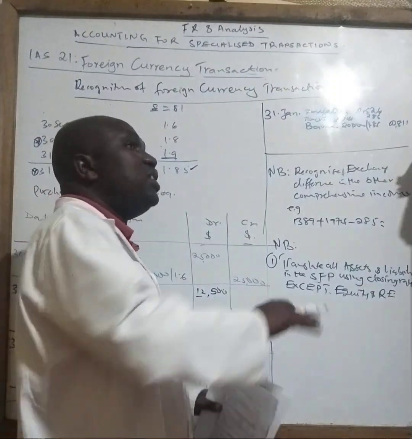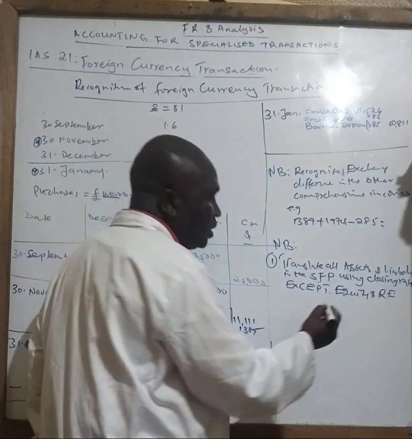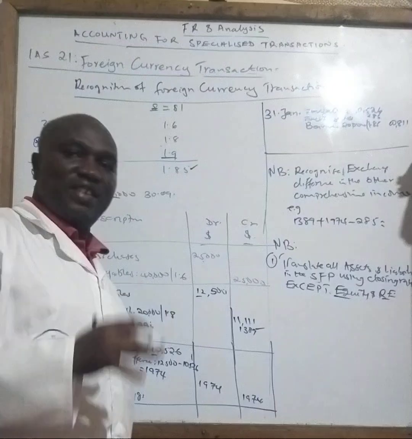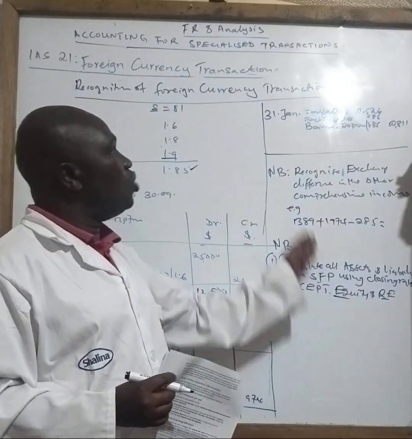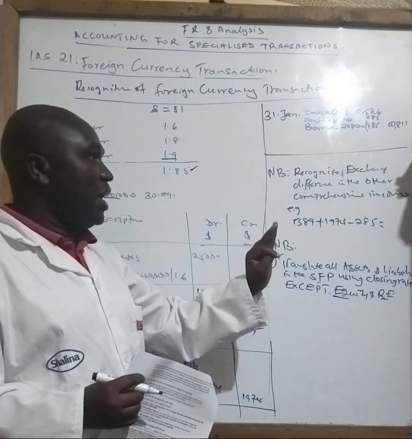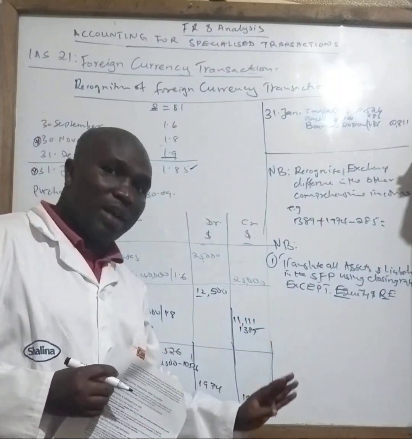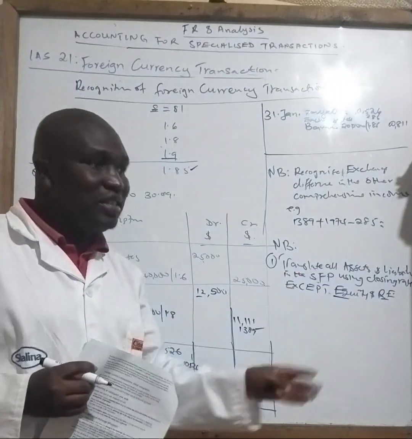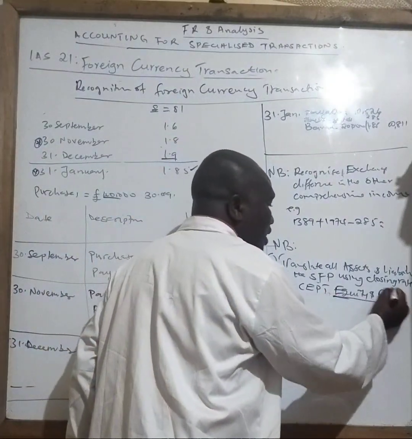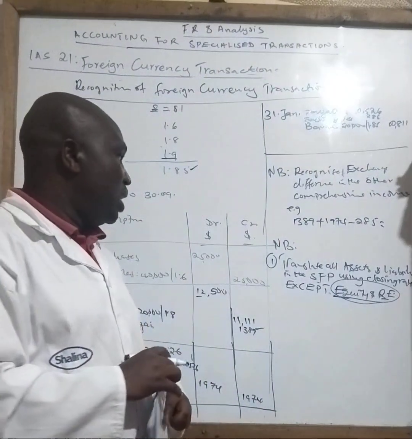So in this case, translate all the assets and liabilities in the statement of financial position, but do not touch these. Then the question is, how do you get these two? Once you have the total assets, you skip the equity and retained earnings, go to liabilities like long-term debts, current liabilities. The balancing figure will be treated as equity and retained earnings. Very important.